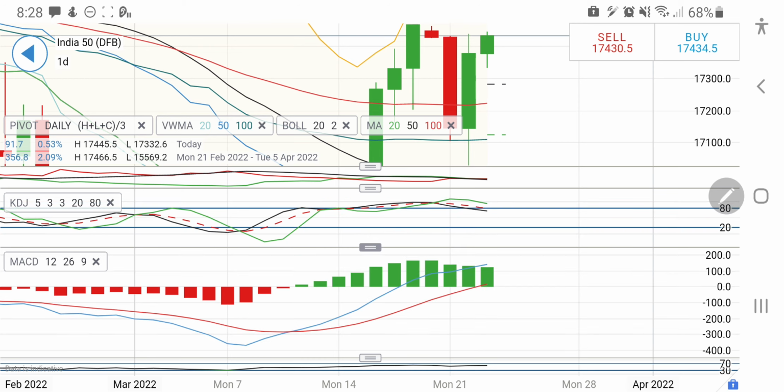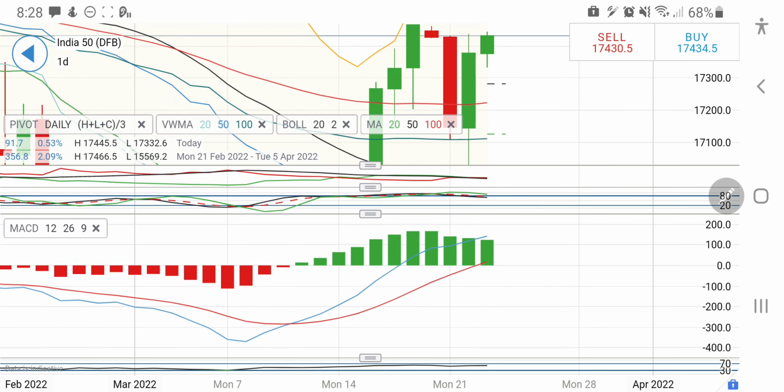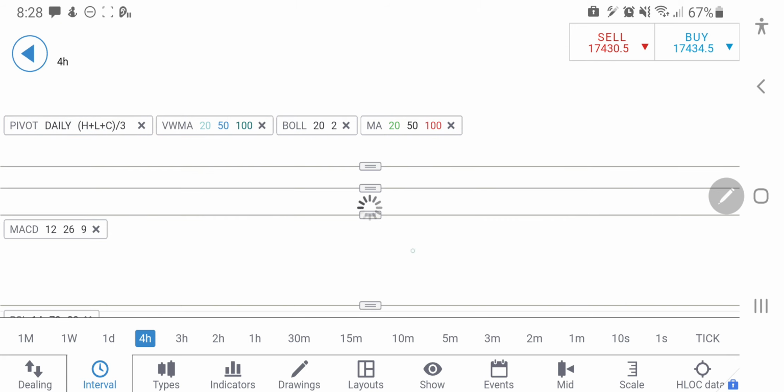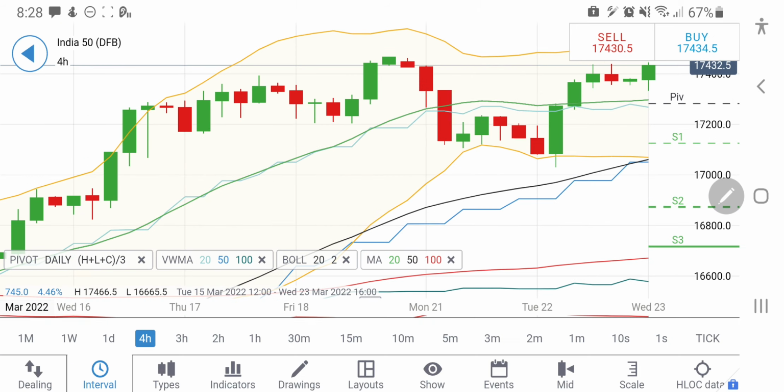On directional movement, the stochastic is overbought and looking downward, so I'll be cautious there. MACD is bullish and parallel, so it is still a mixed indication on the indicators. Now look at the 4-hour charts.